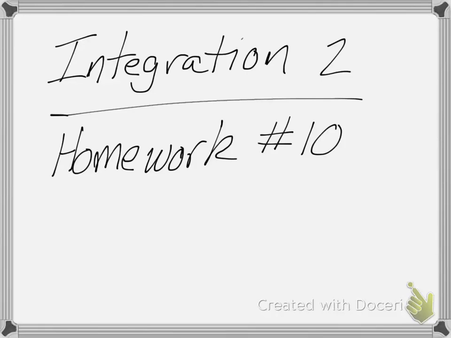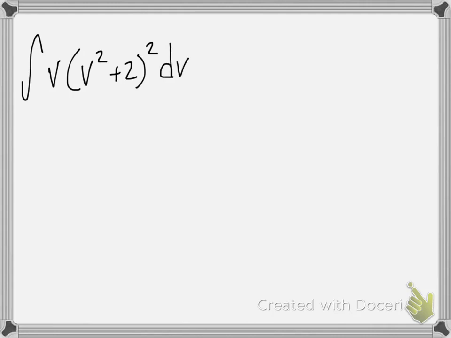Alright, this is another integration video, and this is off the second integration sheet that we had, homework problem number 10, and we're still doing all these by just doing a regular integration is what it's asking for. And this one is wanting us to integrate v times (v squared plus 2) squared with respect to dv. And so for this one, we're going to want to do a u substitution.